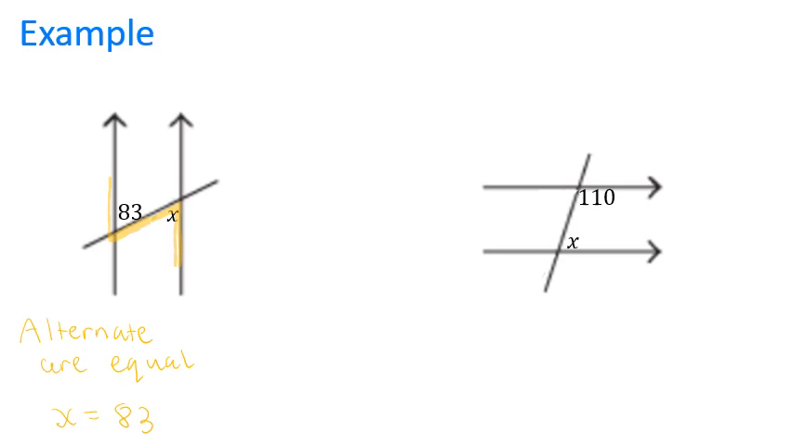And then this last one, same thing, drawing in the corners, and this makes our U shape, which is co-interior. Co-interior angles add to 180, so x equals 180 minus 110, x equals 70.